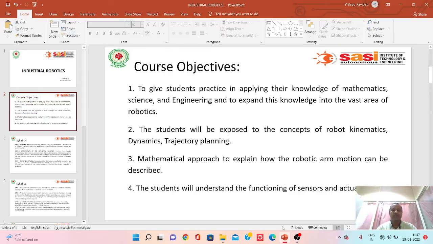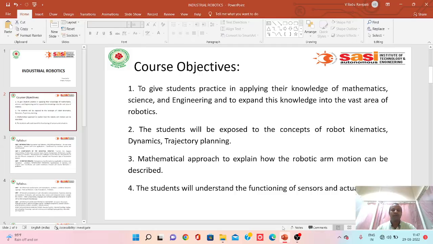Second one, students will be exposed to the concepts of robot kinematics, dynamics, and trajectory planning. By this course, students will be exposed to robot kinematics, robot dynamics, and robot trajectory planning. Trajectory planning here is nothing but the trajectory and path which you already studied in the intermediate level. The same will be applied here.